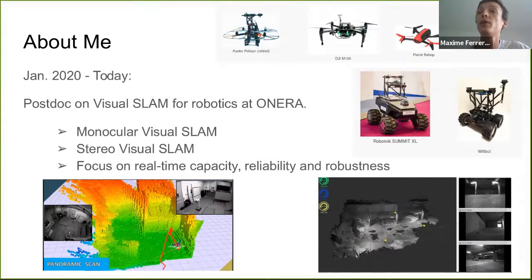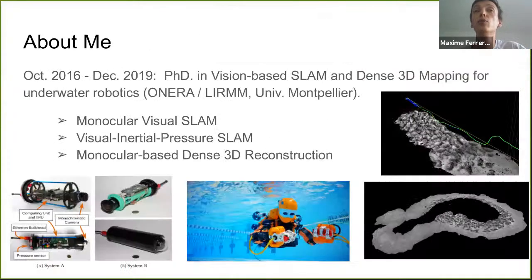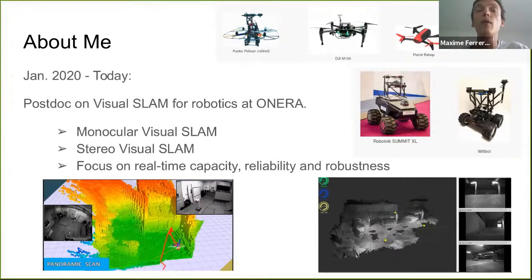I graduated last December from this PhD, and since January, I'm working as a postdoc researcher on visual SLAM at Onera. At Onera, the robotics team is mostly working with AUVs and terrestrial robots. My work during this time has been mainly on monocular visual SLAM and stereo visual SLAM. Because in this team we're working on real-life scenarios, the goal was to design visual SLAM algorithms with a focus on real-time capacity, reliability, and robustness. Thanks to your dataset, I've been able to benchmark more of the algorithms that we designed during this time.